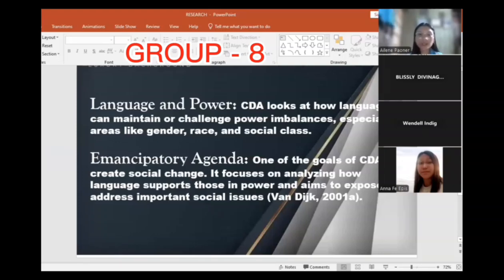Emancipatory agenda. One of the goals of CDA is to create social change. It focuses on analyzing how language supports those in power and aims to expose and address important social issues.